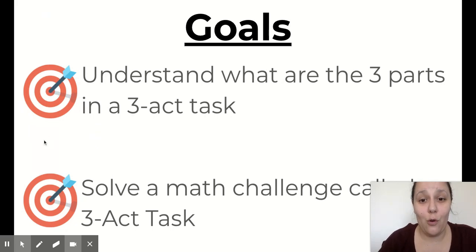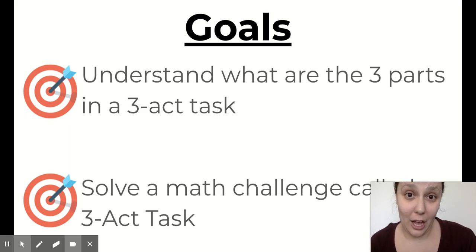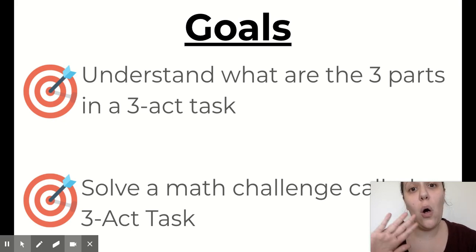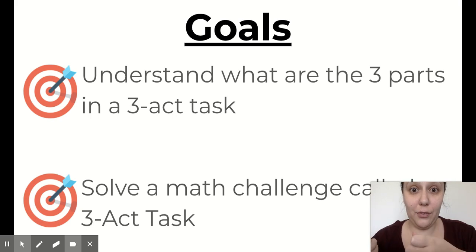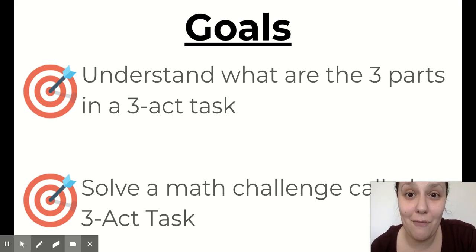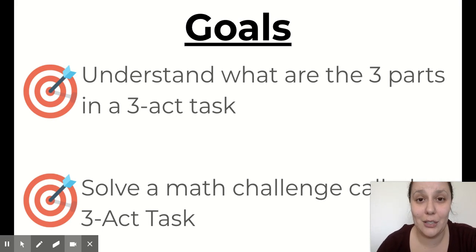Okay, everyone, we worked on our 2 big goals, understanding the 3 parts of a 3-act task and solving a math challenge called a 3-act task. When we solved it, we did all 3 parts. We thought about it and had questions. We got information and calculated, and then we found the solution and could continue the investigation with new questions.